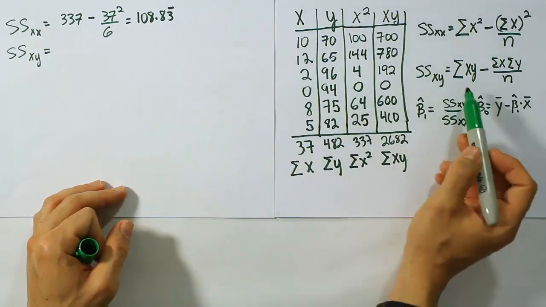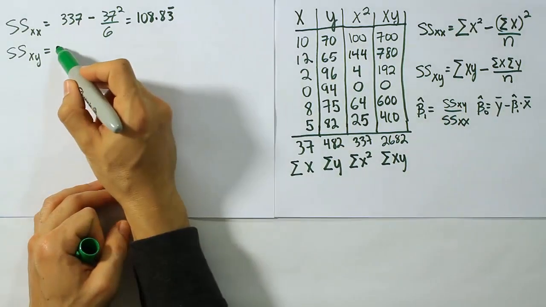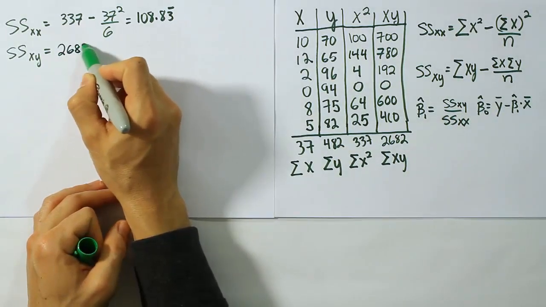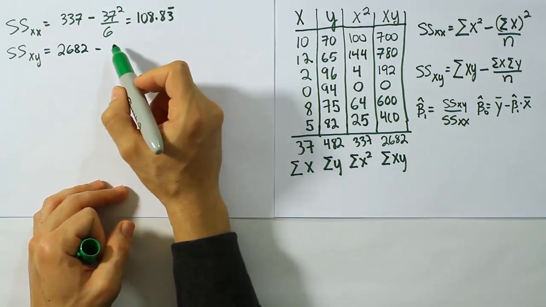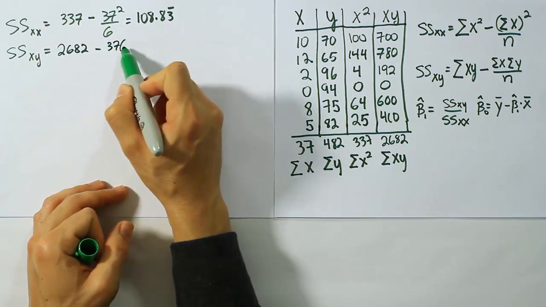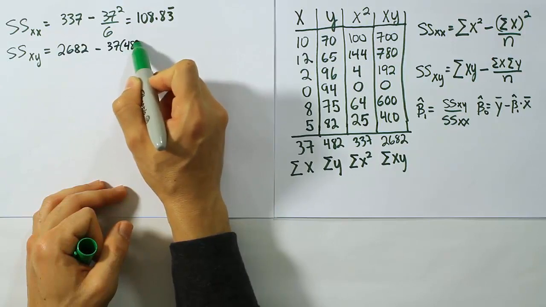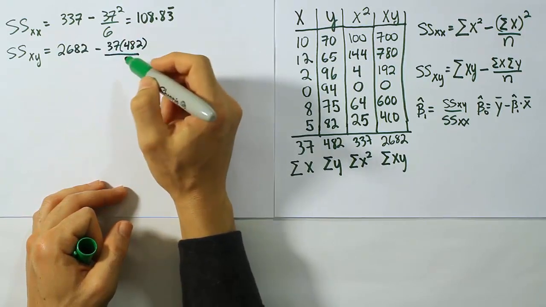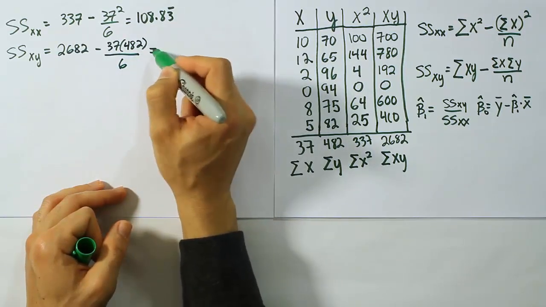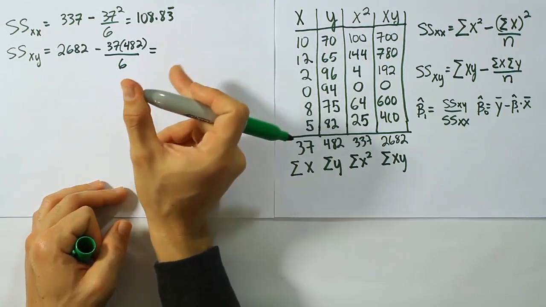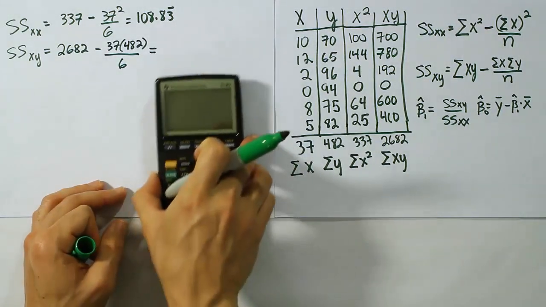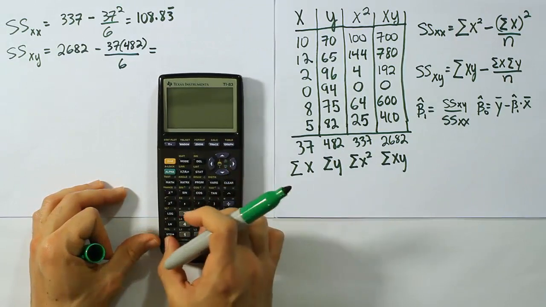Okay, so let's go ahead and work this one out then. This one requires this quantity, summation of xy, which we see is 2,682, minus the summation of x, which is 37, times the summation of y, which is 482, all over n, which in this case is 6. Remember, n is the number of original ordered pairs we had, right? Okay, so let's work that out and see what that comes out to be.